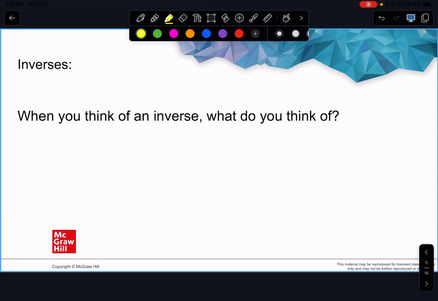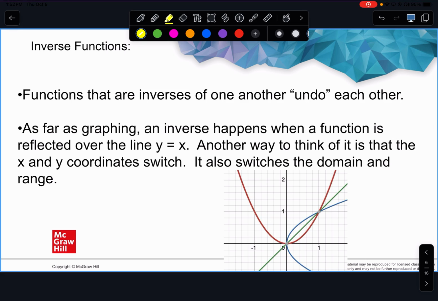All right, now inverse. We already talked about this a little bit. But when you think of inverse, what do we think of? We kind of think of opposite, right? Which is a word, like I said, we maybe overuse in math. But inverse really means to undo. So that's what we're going to have right here. So inverse operations: functions that are inverses of one another undo each other. This is that first line on your notes, that first blank.